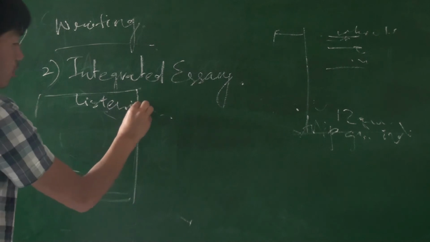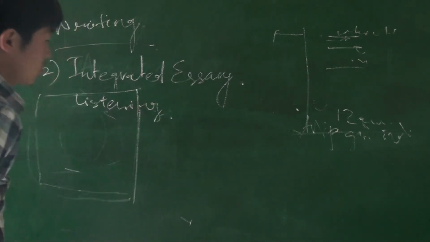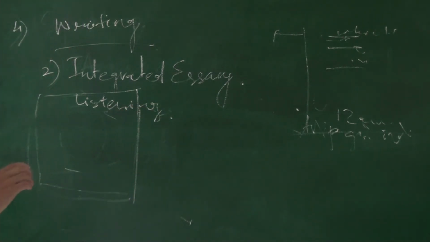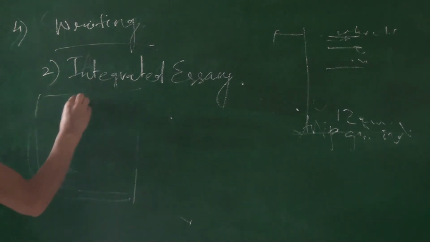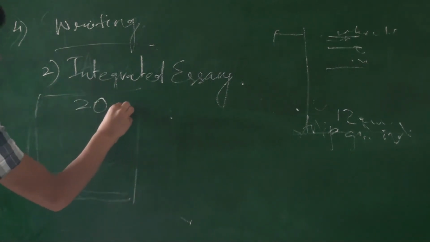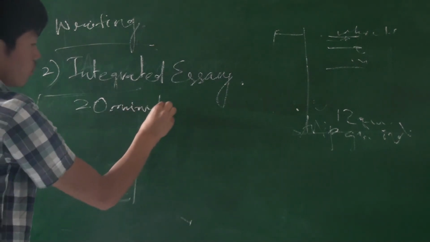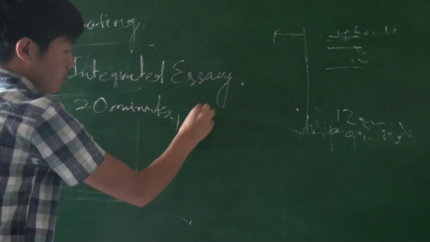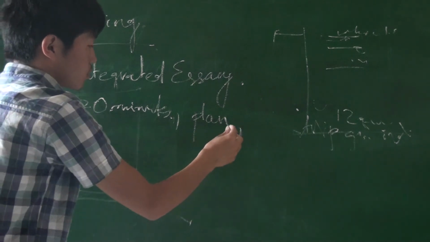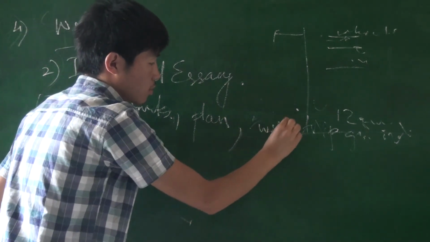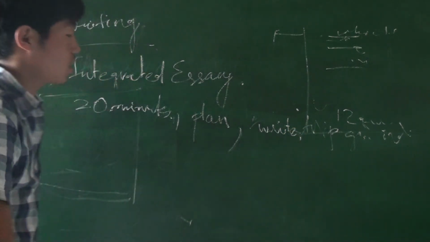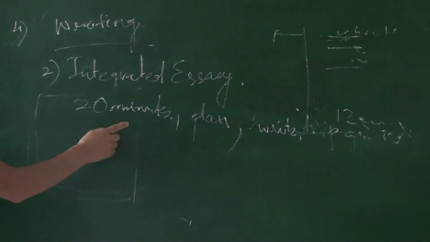So the listening part is important, since it's played once, so you have to make quick notes, and after that listening part, you will have 20 minutes. Within 20 minutes, you have to plan. You have to think about what you're going to write, and you have to complete your writing within 20 minutes.